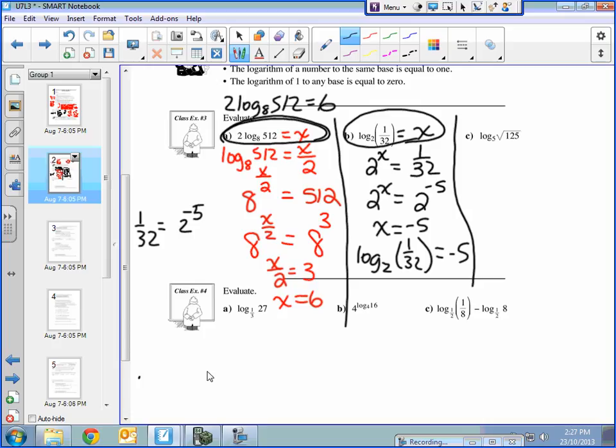Okay, next one. Log of the square root of 125 base 5. Set it equal to x, or whatever you want to set it equal to.